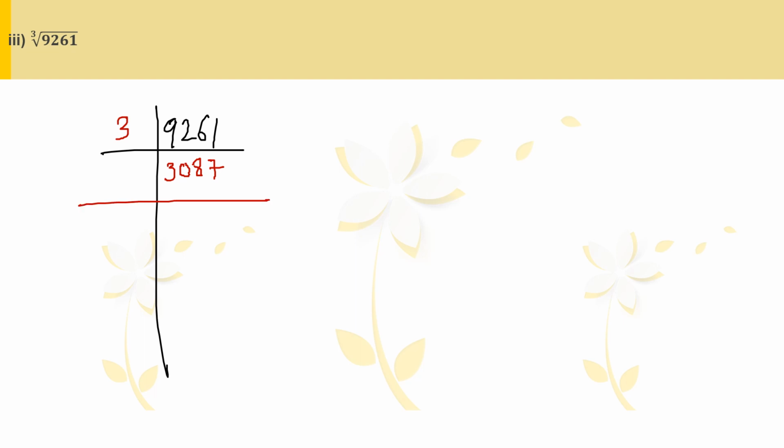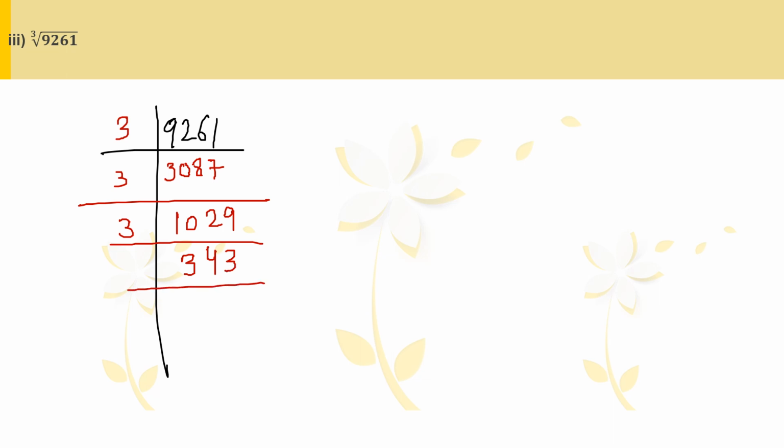Coming to part 3, again I have to follow the same steps. I have to find the prime factorization of 9261. Now you will come to know this number is divisible by 3. 3 threes are 9, 3 eights are 24, and 3 sevens are 21. I will also put a 0 here. And 3 ones are 3, 3 twos are 6, 3 nines are 27, 3 threes are 9, 3 fours are 12, 3 threes are 9.